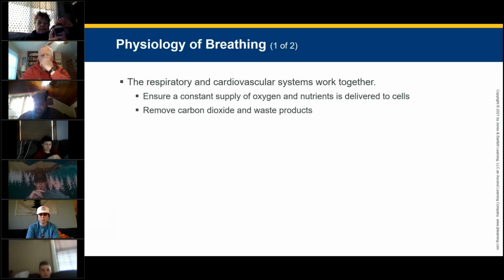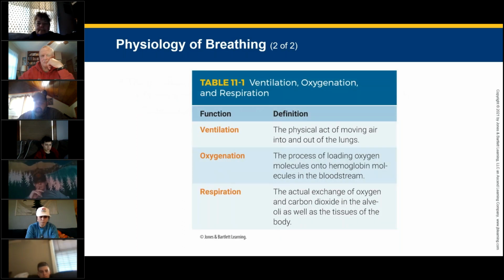The physiology of your breathing. The respiratory and the cardiovascular system have to work together. They ensure that a constant supply of oxygen and nutrients is delivered to all of the cells of the body. They also remove carbon dioxide and waste products from your cells. And we kind of touched on this last week as well.